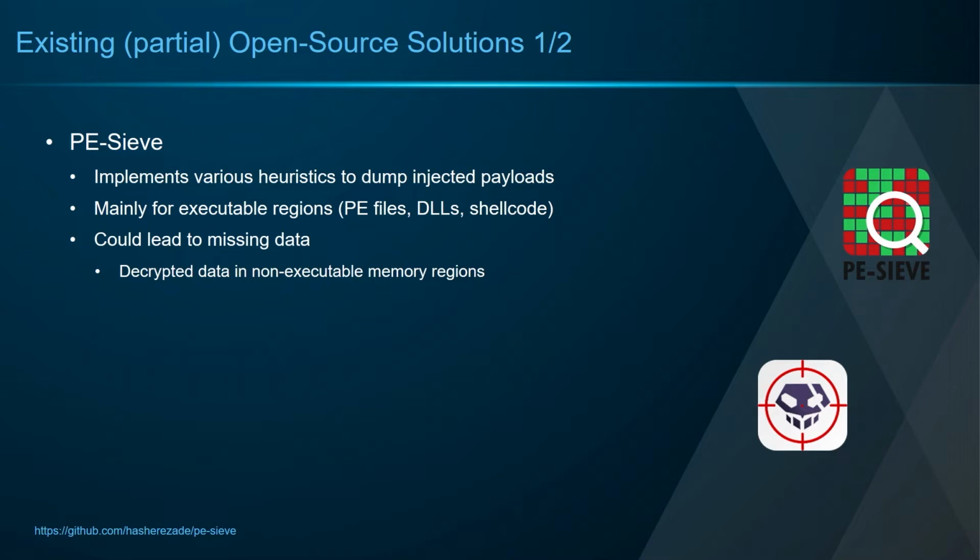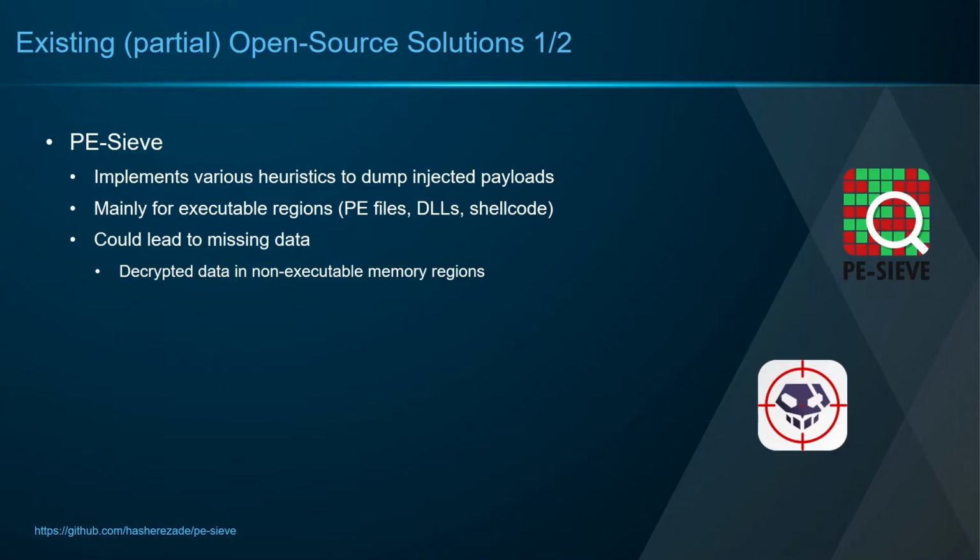PE-sieve is a tool, a library which can be used to dump injected payloads, because it implements a couple of different trigger heuristics which are able to detect those process injections. And it's mainly designed, at least in its default configuration, to dump only executable regions, because in most cases, if you're interested in payloads, they are stored in executable regions, because those are executable files, DLLs or shellcode, so the region must somehow be flagged as executable.